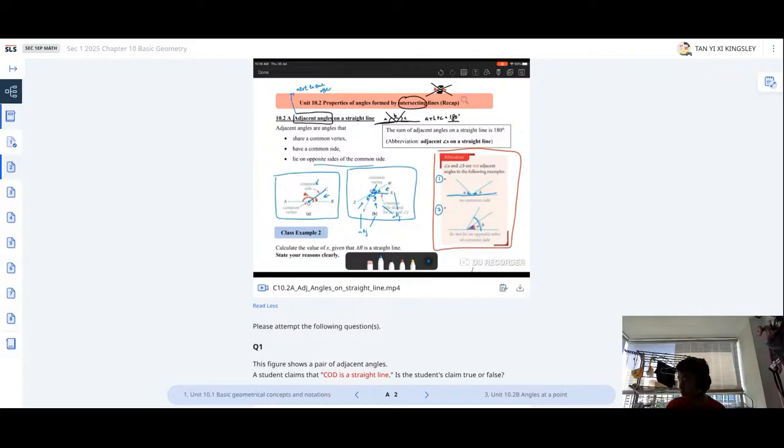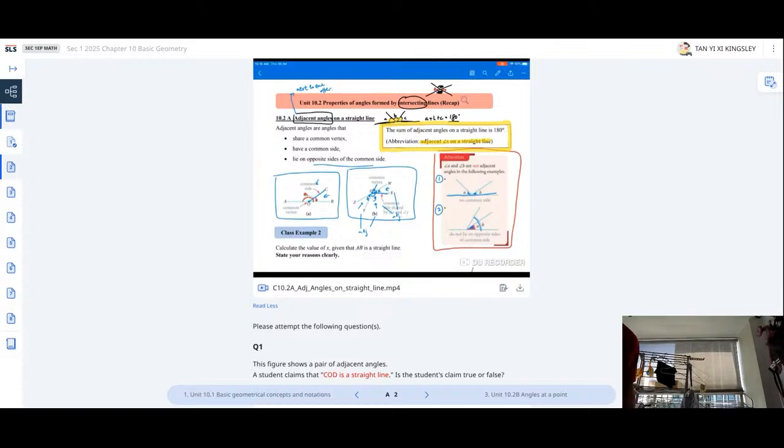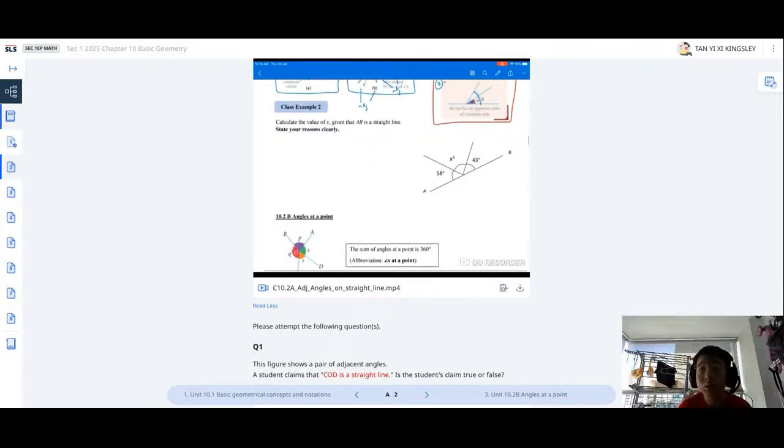I want to draw your attention to this box over here. The rule is that the sum of adjacent angles on a straight line is 180 degrees, as we have already recapped. All these three angles will add up to 180 degrees. Why do I give you this abbreviation over here? To understand how to use it, let's go into class example 2 first. Then you'll be able to see clearly.